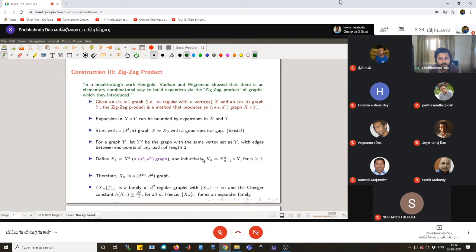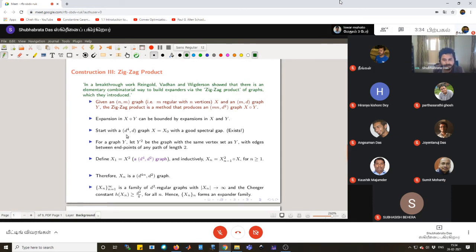So what are they doing? They start with a graph which may initially look like a bizarre thing, but there is a reason for this choice which will be evident right now. They take a graph that is d-regular and of size d to the 4.